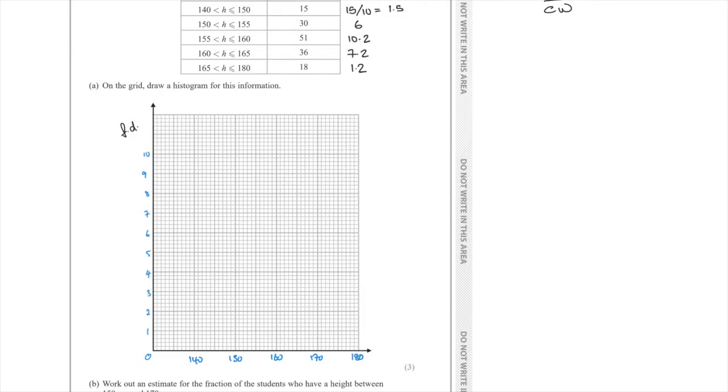It's always good to use up your graph as much as possible. Use up the grid because you want the graph to look as big as you possibly can get it, okay? All right, good. That's done.